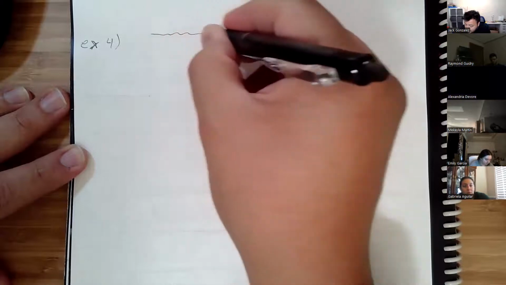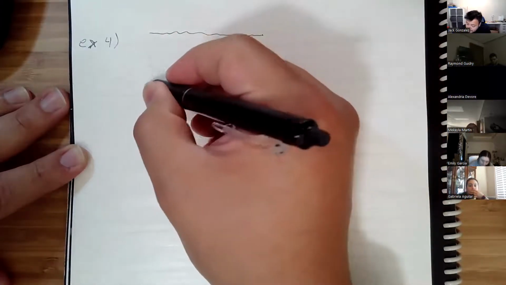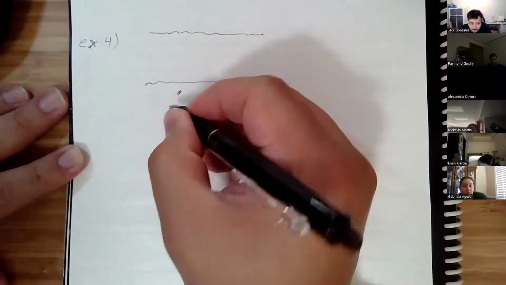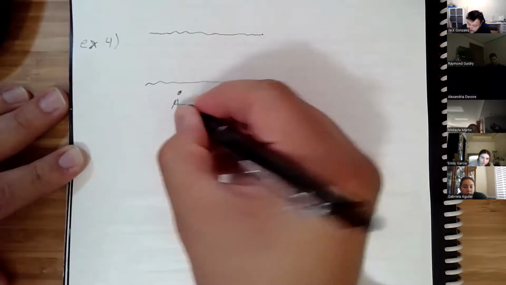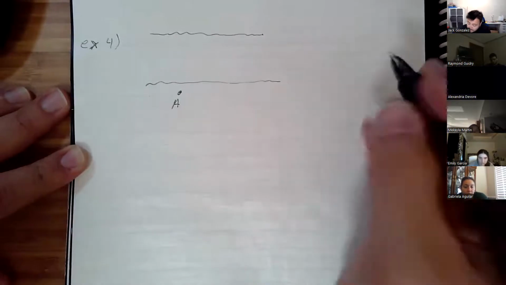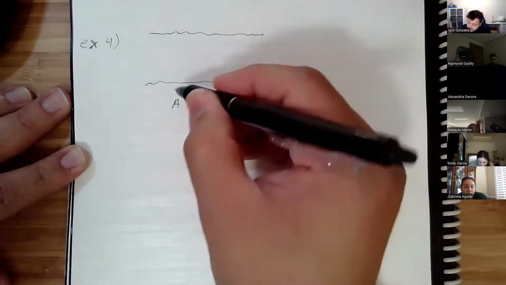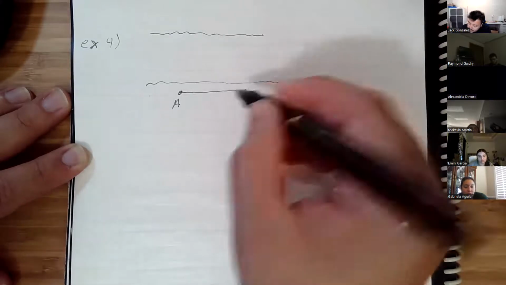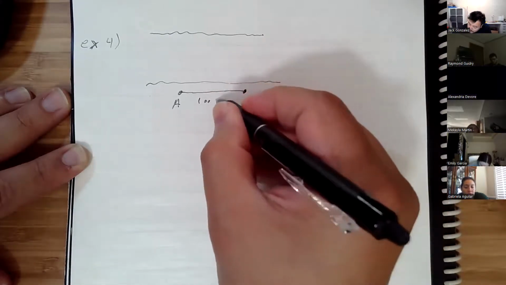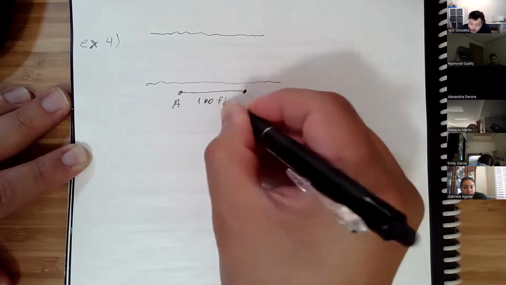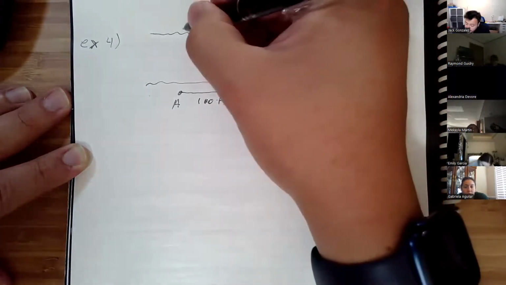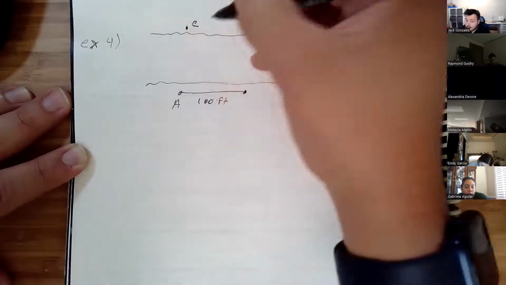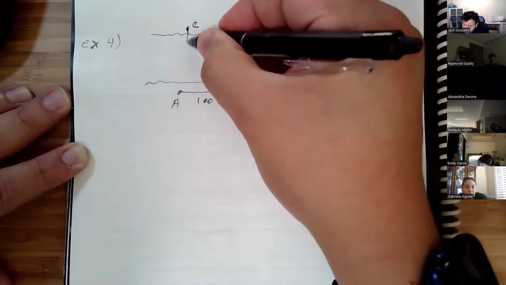So we have some river. We're over here at point A. Pretend it's right on the edge, but who cares? And this distance over here is 100 feet. All right, point C is what they want to know. The distance across the river is the width. They want to know how far this is here.